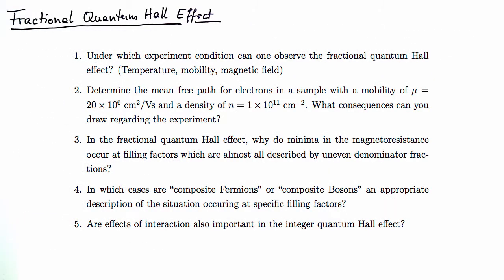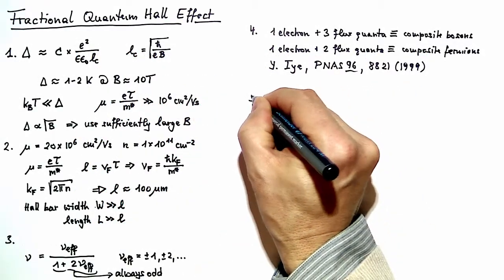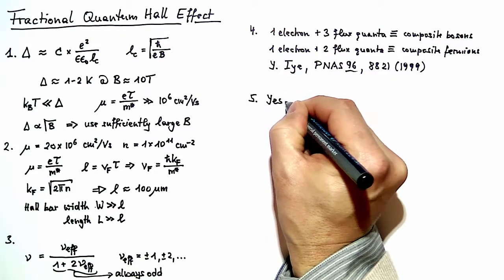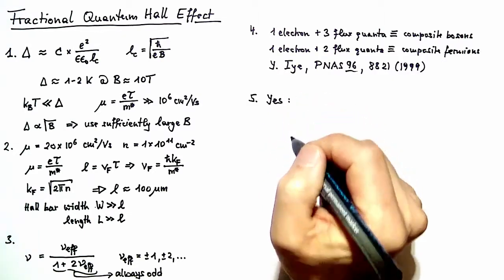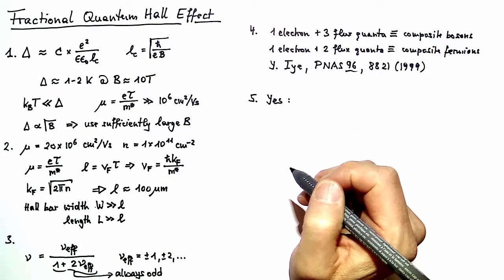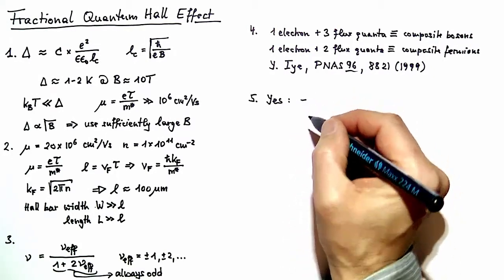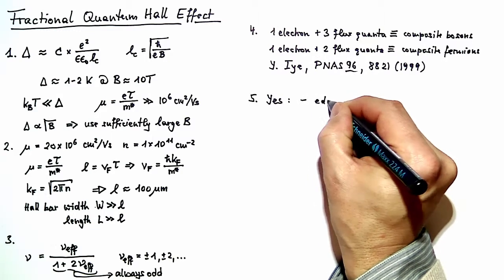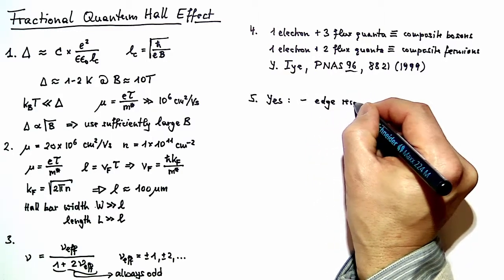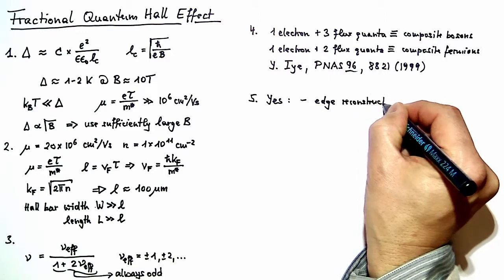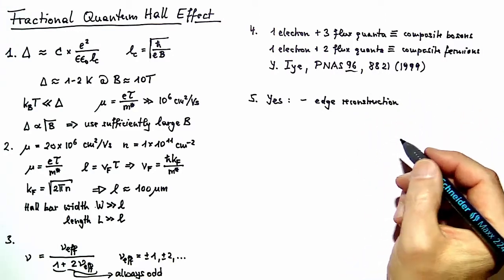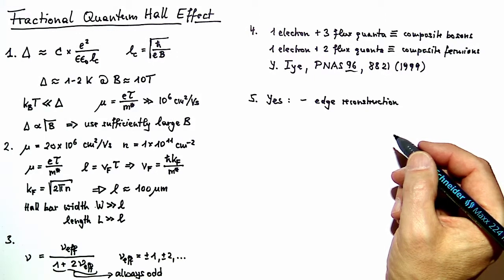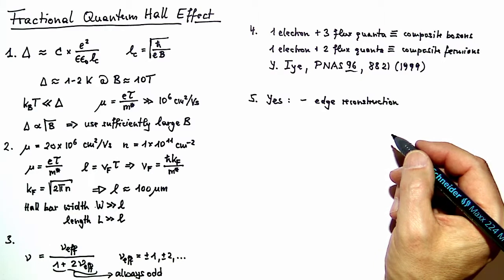The fifth question in this exercise is, are effects of interaction also important in the integer quantum Hall effect? The answer to this question is, of course, yes, they are. And I want to mention two instances that we have discussed in the lecture. The first of them is the edge reconstruction that we saw, which led to compressible and incompressible stripes along the sample edge, simply mediated by the Hartree interaction.